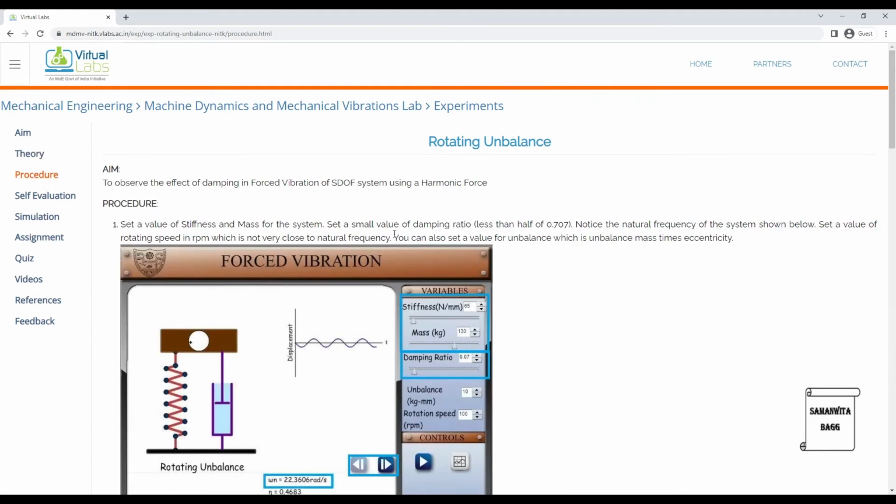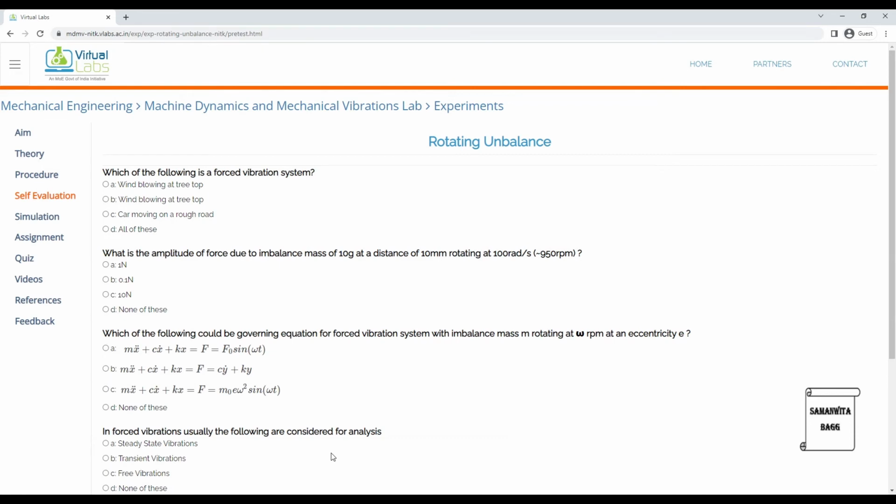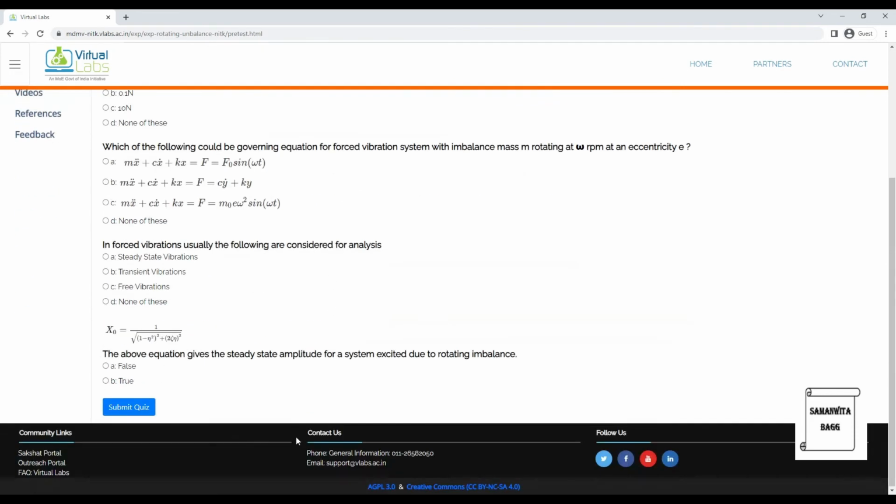Next is the procedure. We are going to follow the same procedure that we have done for experiment number 4 and 5. So I'm not repeating it here. I'll directly take you to the simulation tab and explain over there itself. This is the self-evaluation tab. You can just solve these questions and check out your knowledge.